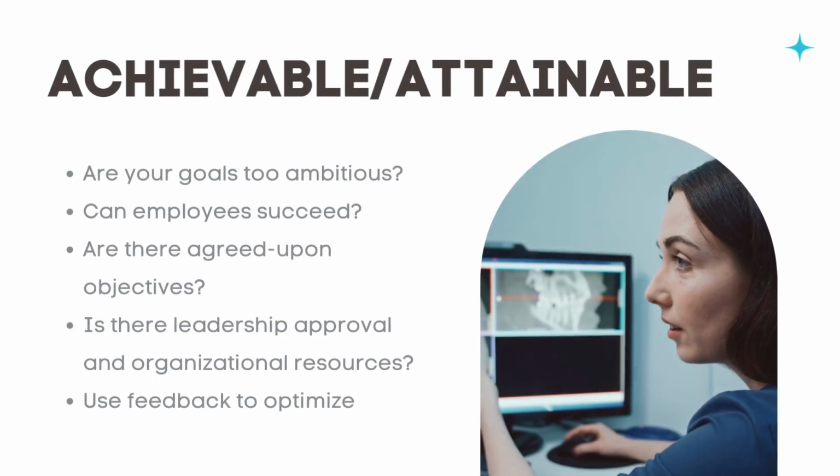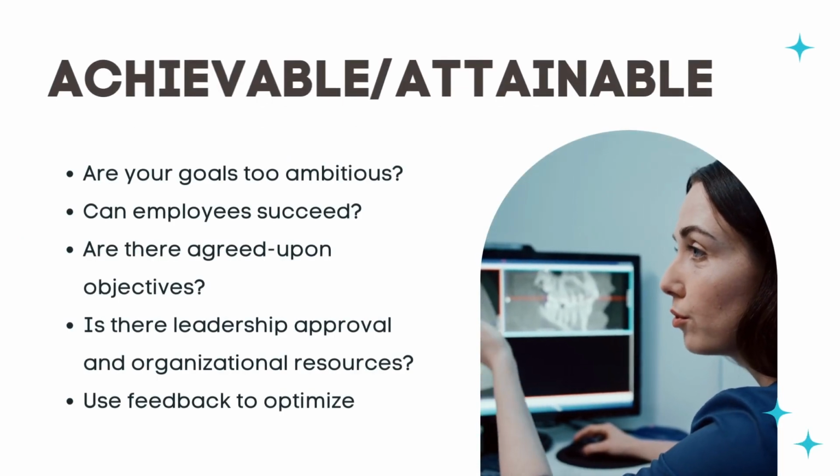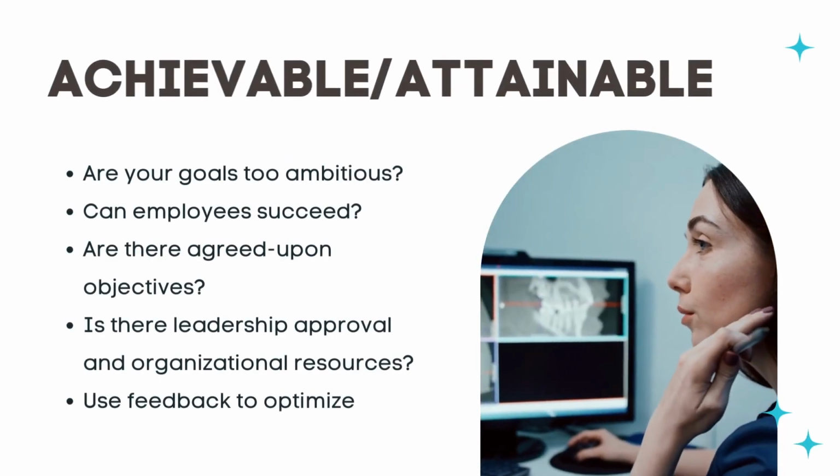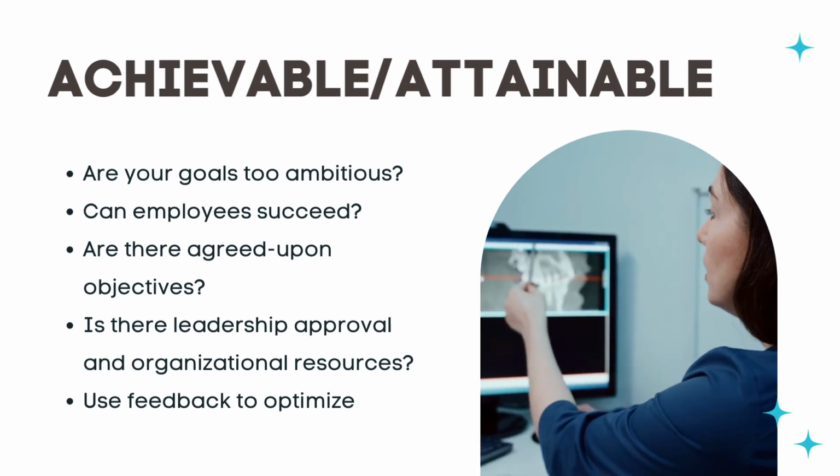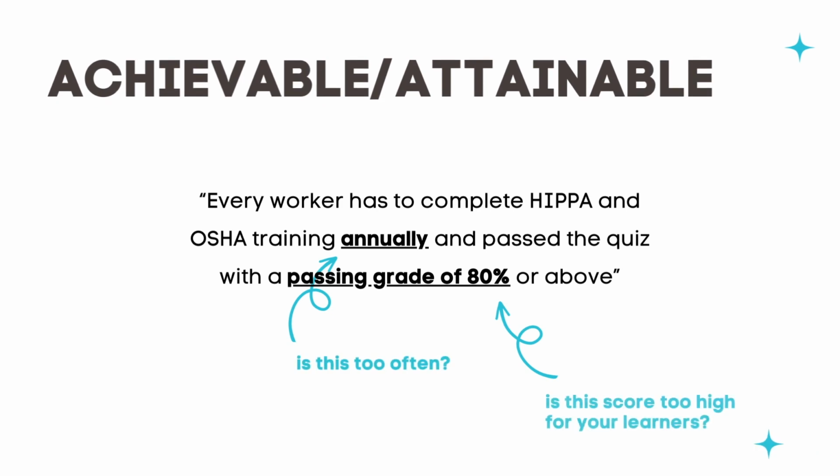A is achievable or attainable. This requires a little bit more research and communication with learners. It's often the case that goals are made without listening to learners and their feedback. Going back to the medical example, every worker has to complete HIPAA and OSHA training annually and pass the quiz with a passing grade of 80% or above. You should be asking yourself when you made that goal, is it really attainable to have them do it all once a year? Or is a score of 80% too lofty?